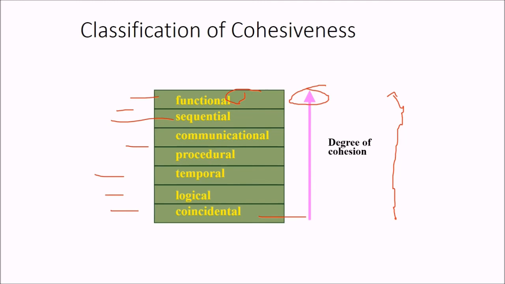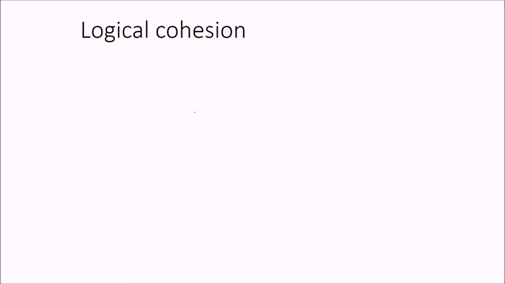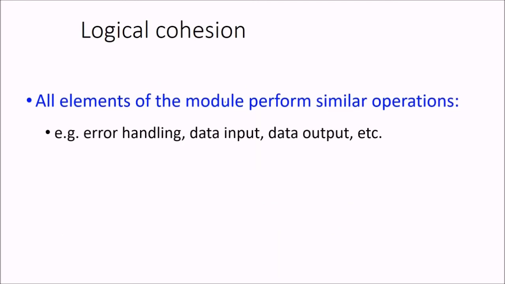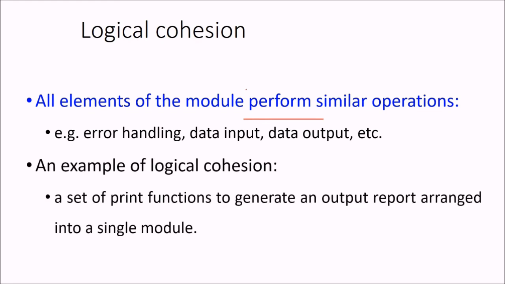Then we have logical cohesion. What does this mean? All the elements of the module are performing similar operations, like error handling, data input, data output. For example, if we talk about logical cohesion, a set of print functions to generate an output report arranged in a single module. So this can be an example of logical cohesion.